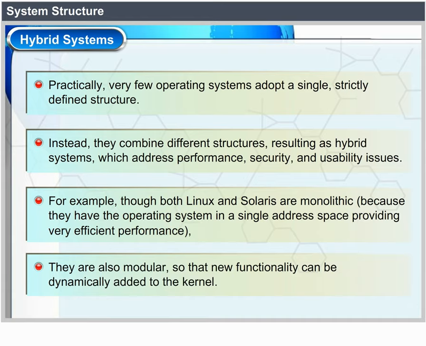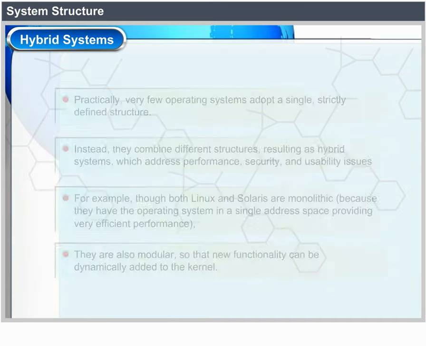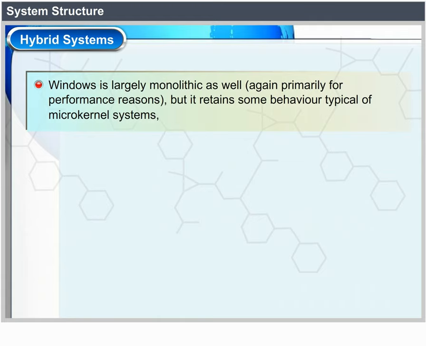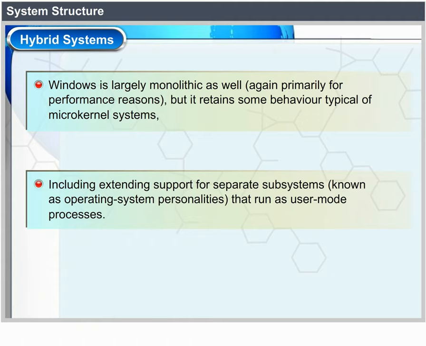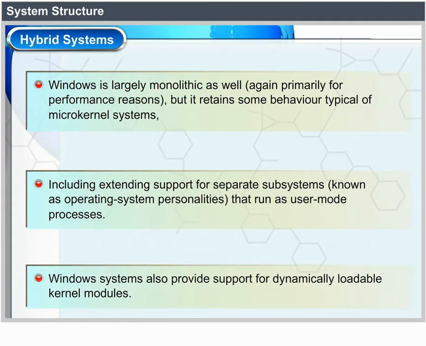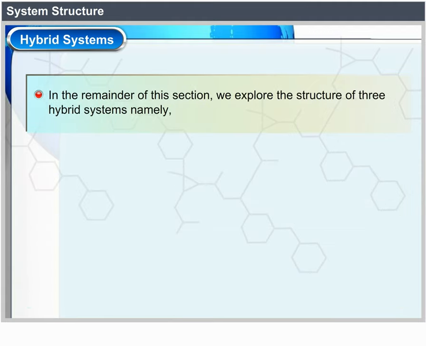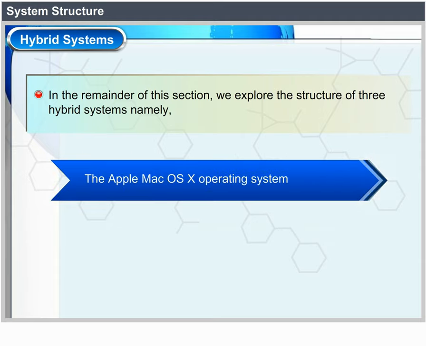Windows is largely monolithic as well, again primarily for performance reasons, but it retains some behavior typical of microkernel systems, including providing support for separate subsystems known as operating system personalities that run as user mode processes. Windows systems also provide support for dynamically loadable kernel modules. In the remainder of this section, we explore the structure of 3 hybrid systems, the Apple Mac OS X operating system, and the 2 most prominent mobile operating systems, iOS and Android.